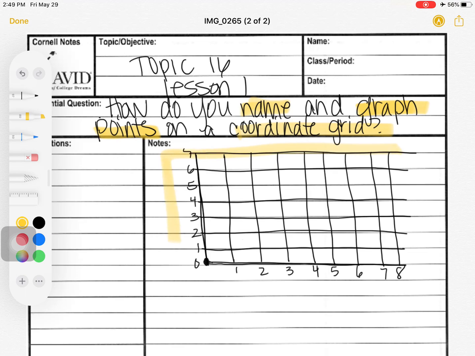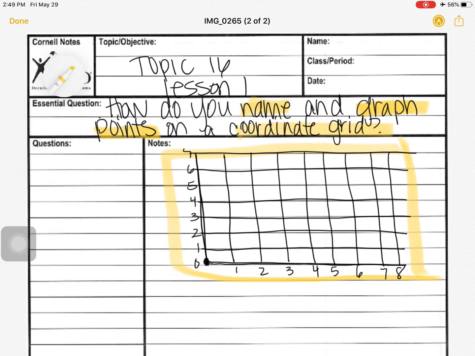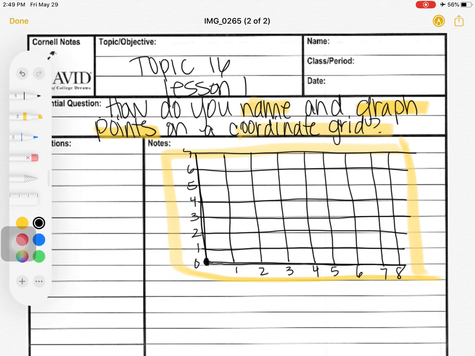The first thing you need to know is that this whole thing here is a coordinate grid. So I would like you to pause the video and draw it out. Alright, now that you're back, we are going to start talking about naming points, and we're going to have a couple of key terms here. The first thing we're going to talk about is ordered pairs.